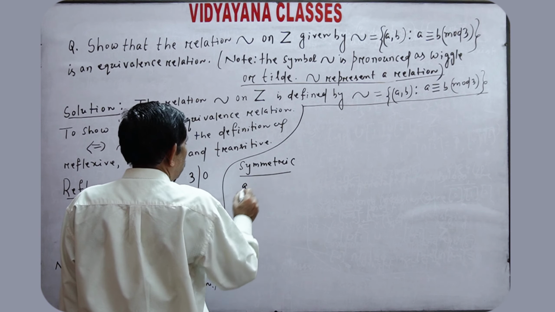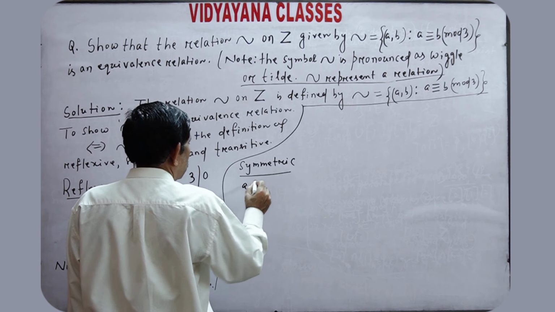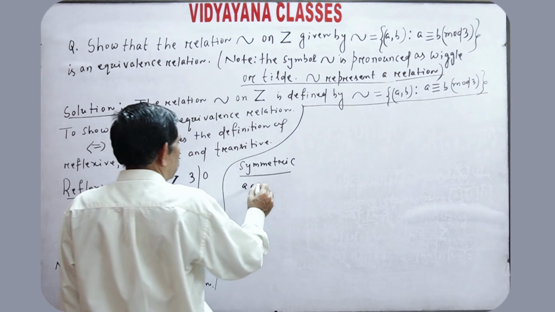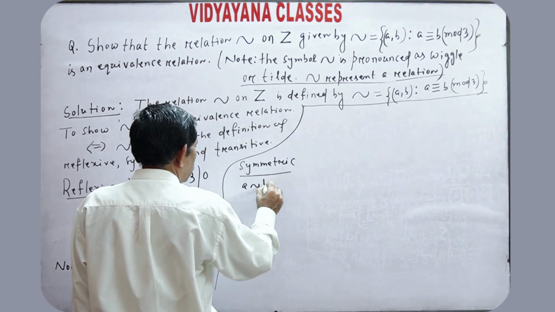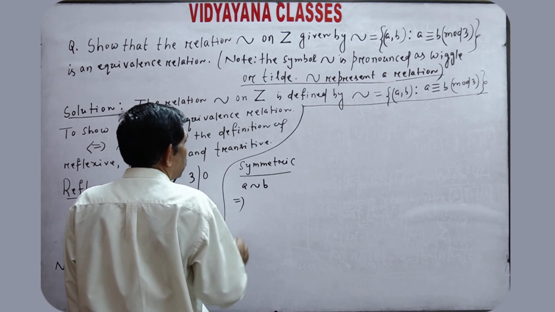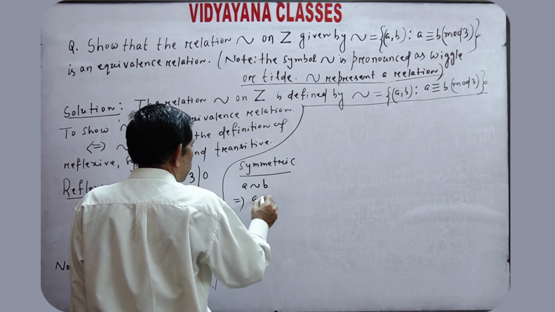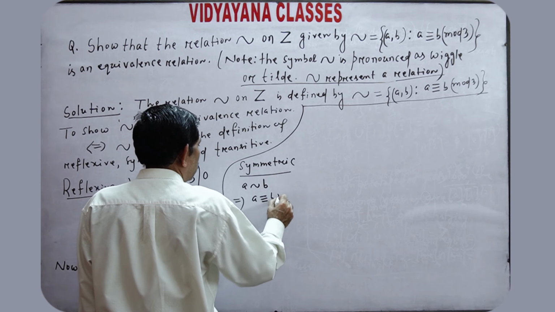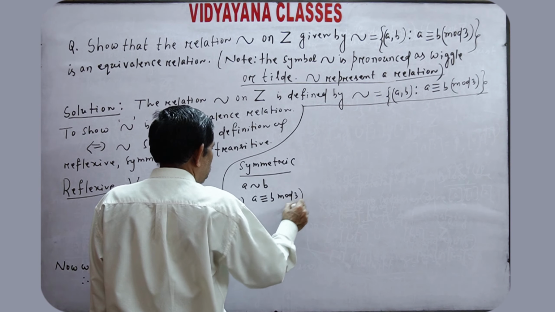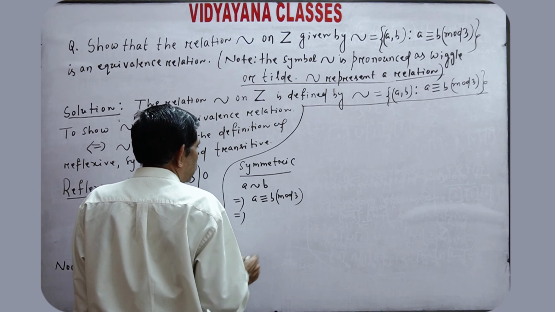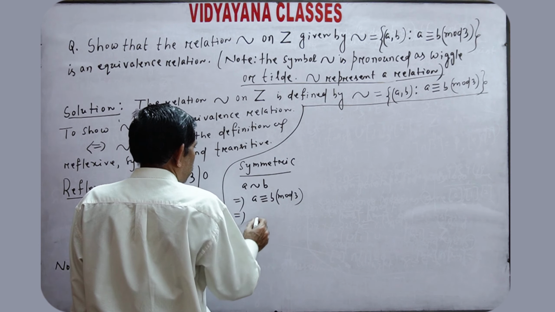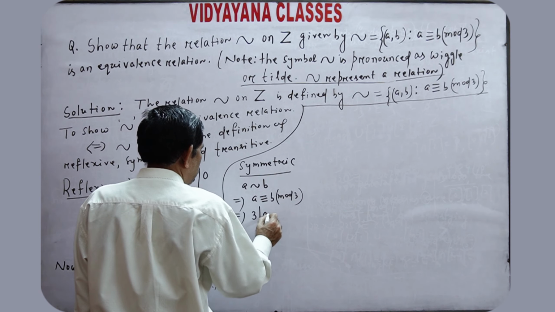A related to B implies A is congruent to B mod 3, which implies 3 divides A minus B.